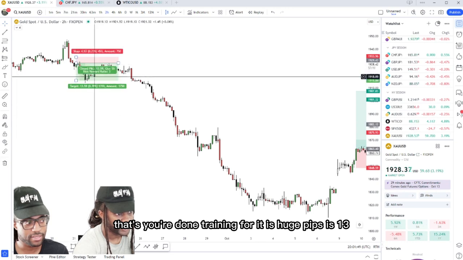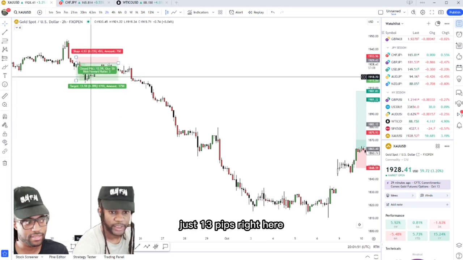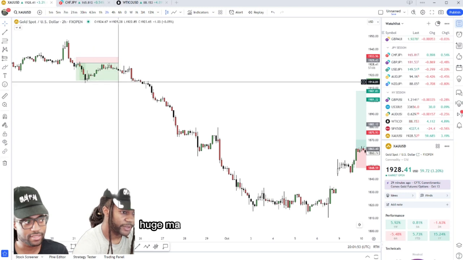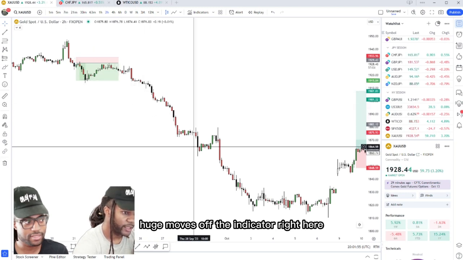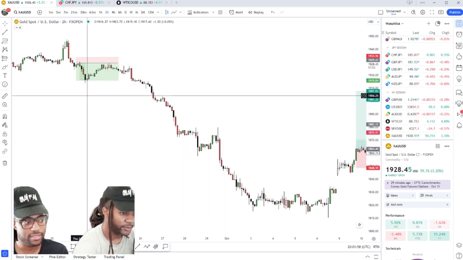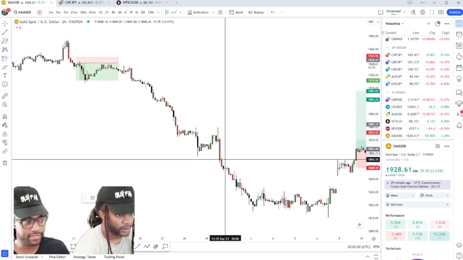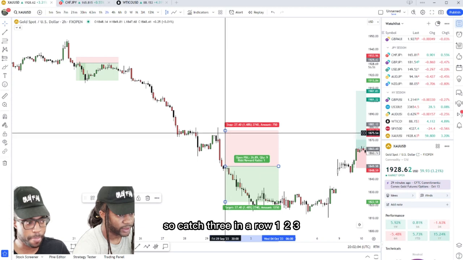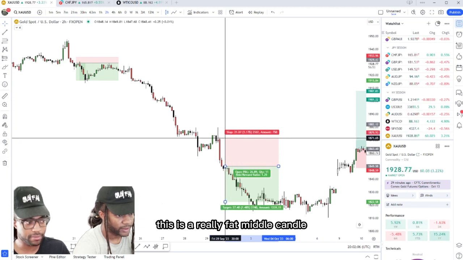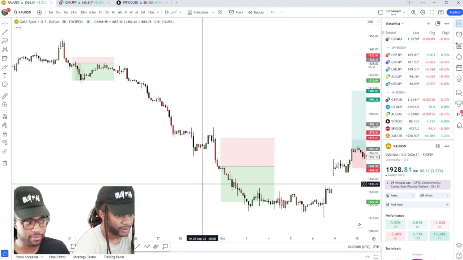This is huge pips. This is 1,300 pips right here. So you're getting huge pips, huge moves off the indicator. Right here we got another 3 in a row. And let's see. So catch 3 in a row. 1, 2, 3. This is a really fat middle candle.